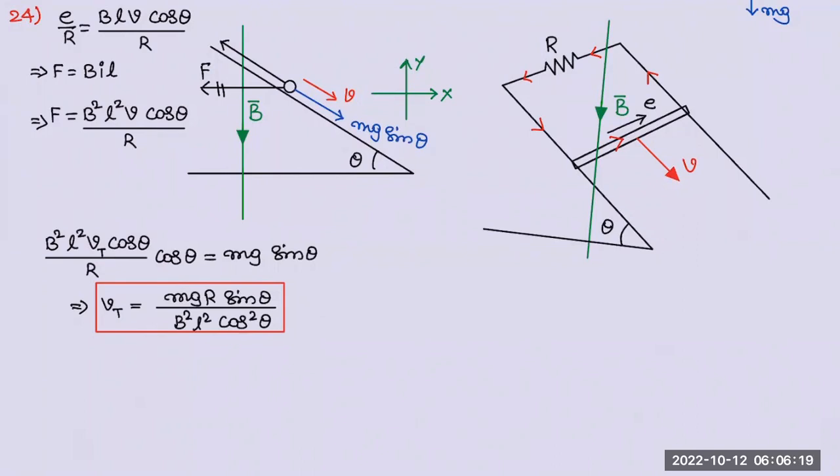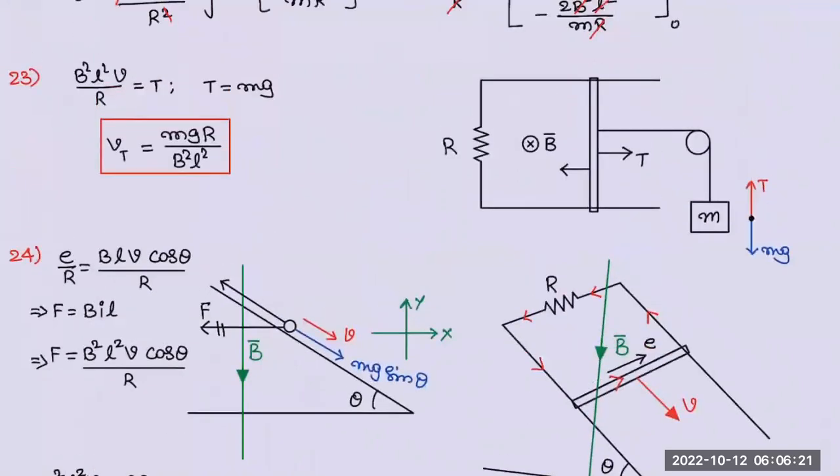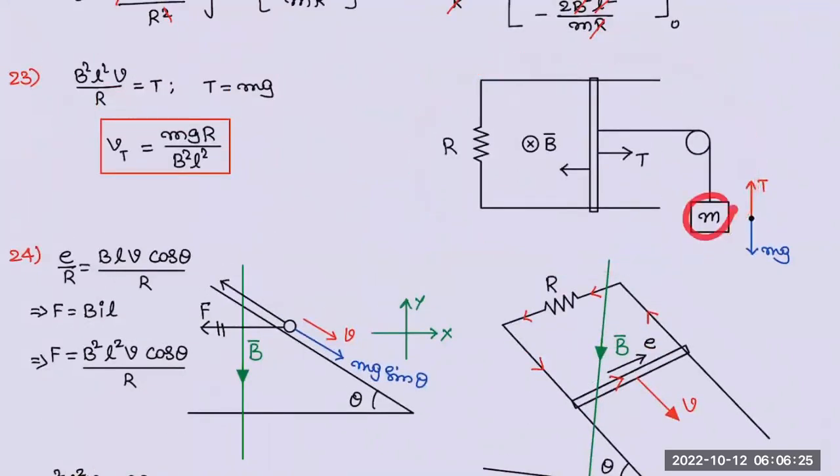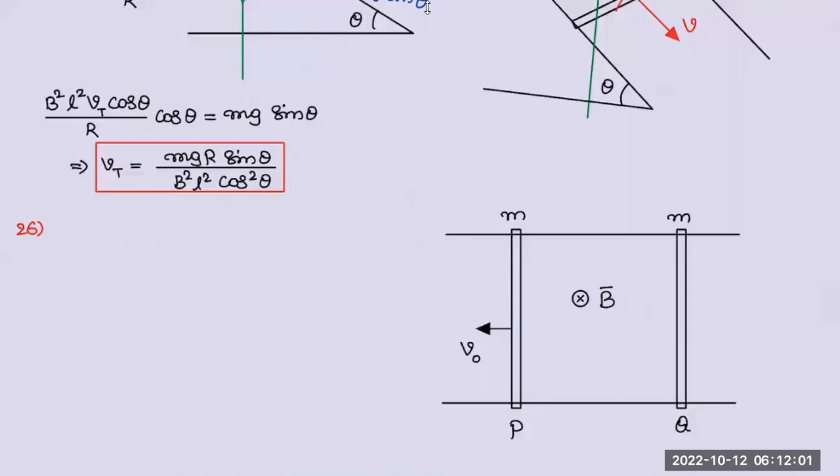Actually, this is 25 is as good as 23. The thing is that here mg is pulling and the rod is massless. The rod itself has mass. Same answer you will get. Final answer is V naught by 2.